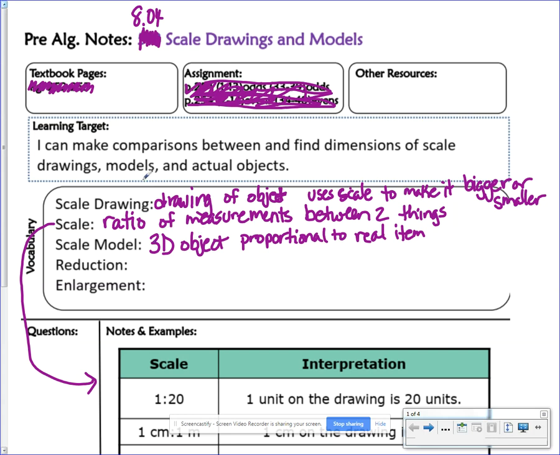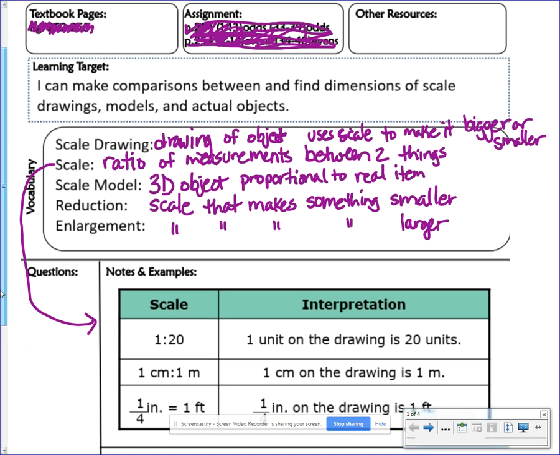Reductions and enlargements have to do with some sort of scale, so it's a numerical way of measuring things, and it's some sort of scale that we use. If it's a reduction, it's going to make the item smaller, like a shrinking machine. If we have an enlargement, it's some sort of scale. Now I'm putting ditto marks here. Scale that makes something larger.